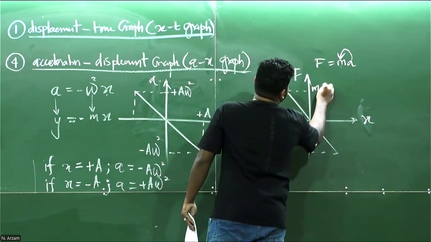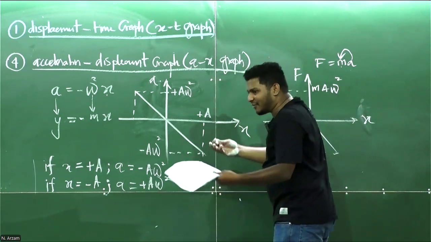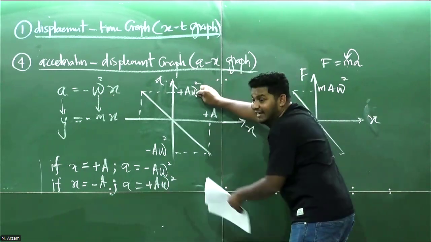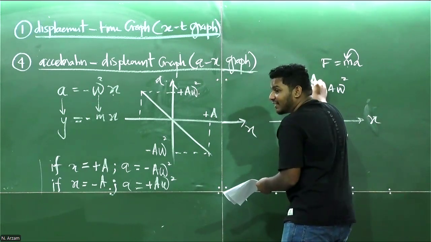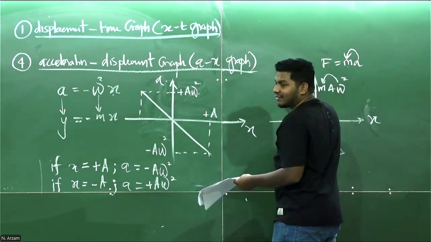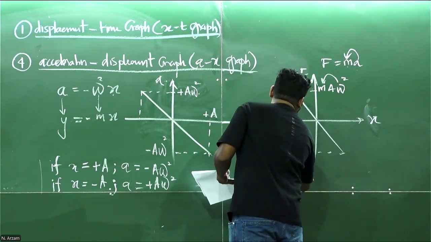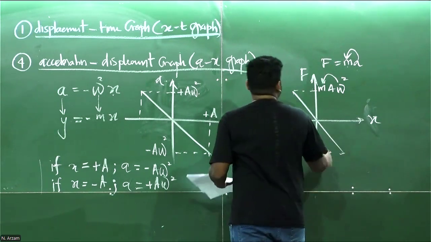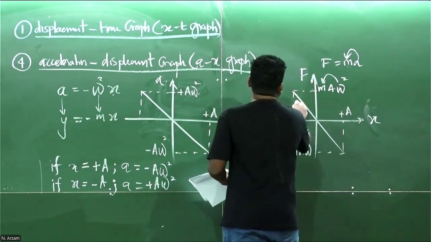So m a omega square. You got it? Because F is equal to ma, no? So this is the value for the acceleration. We want to substitute here the force because this is the force axis. So acceleration into mass is force. So here also, what's the value? Minus m a omega square. That's all. So this is the same as a and this is minus a.